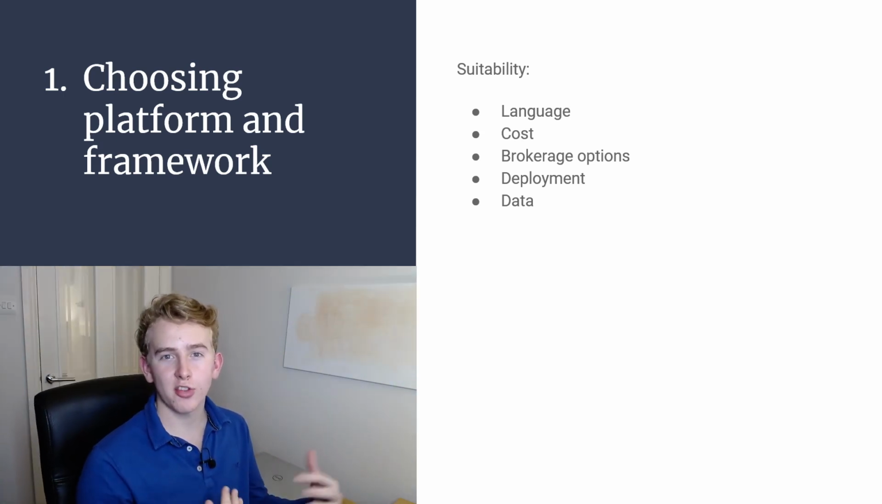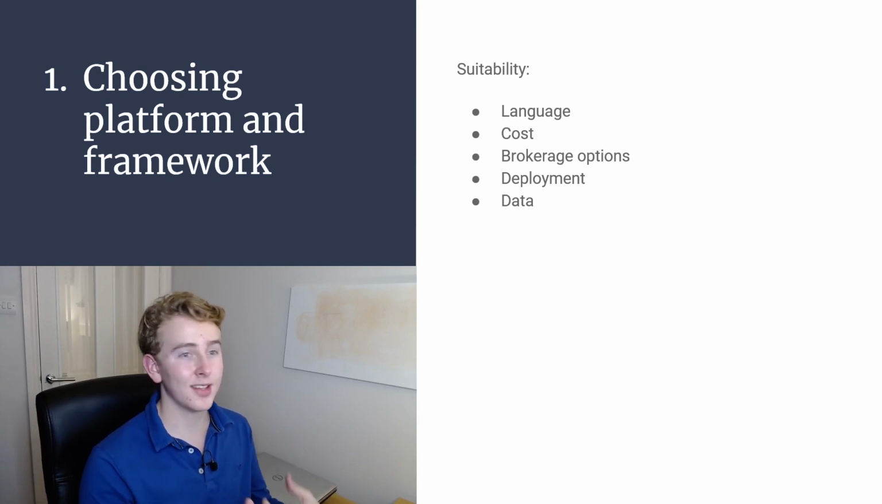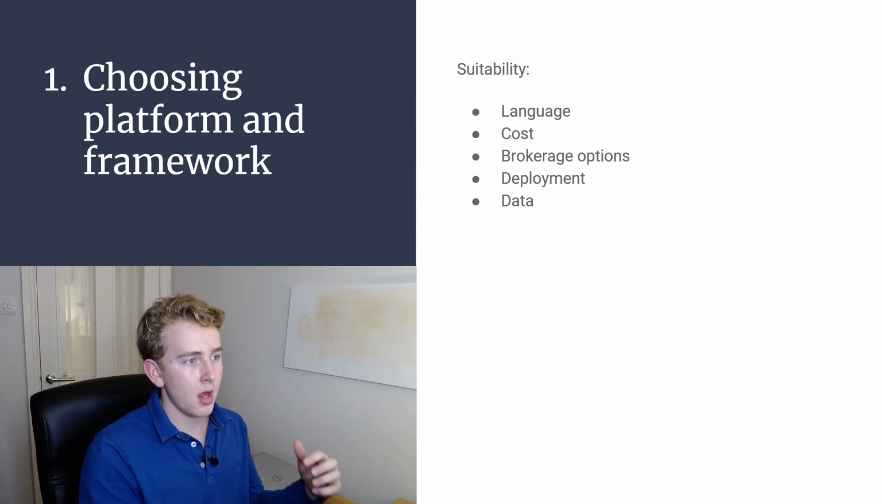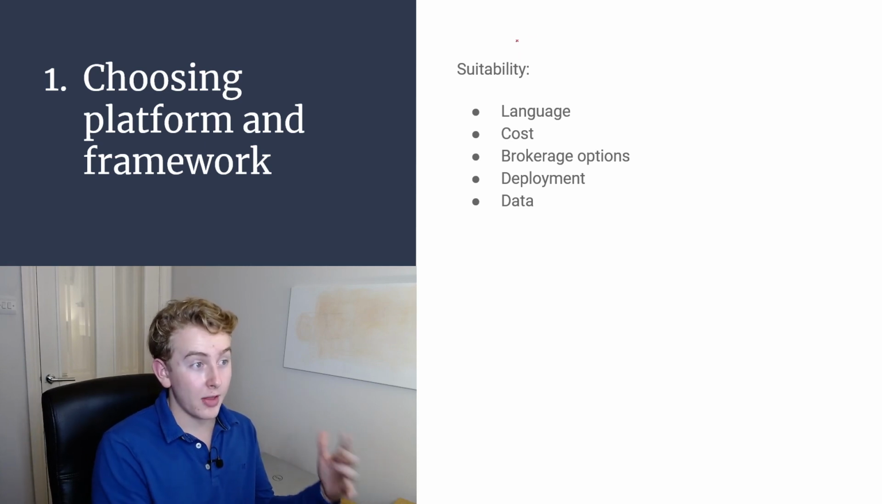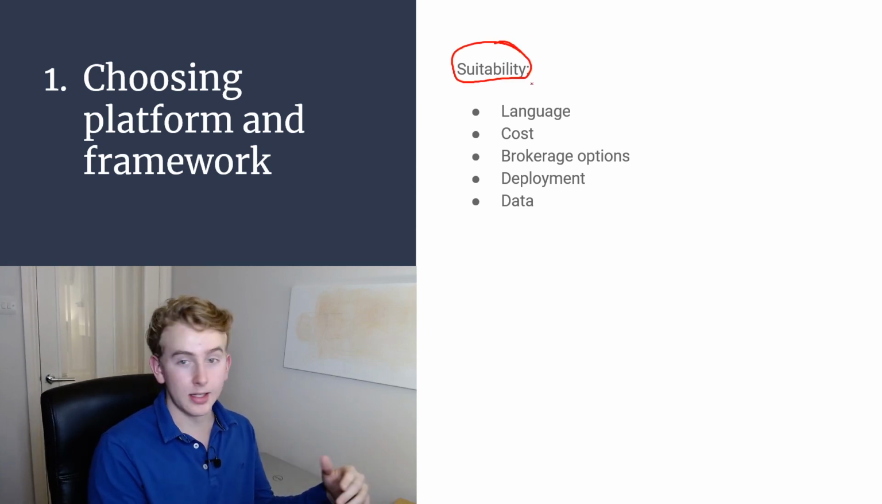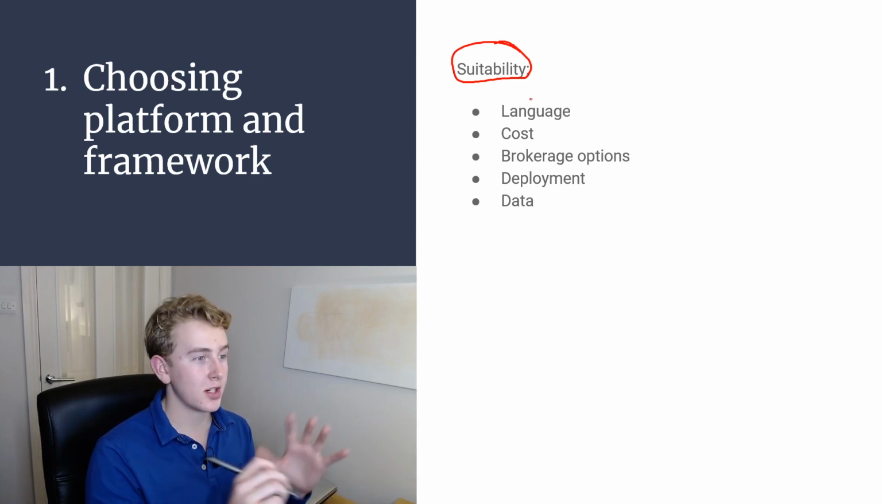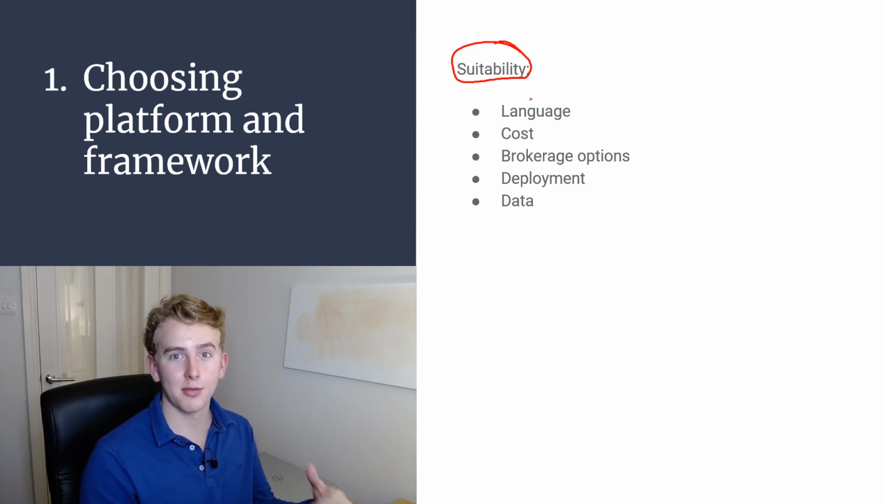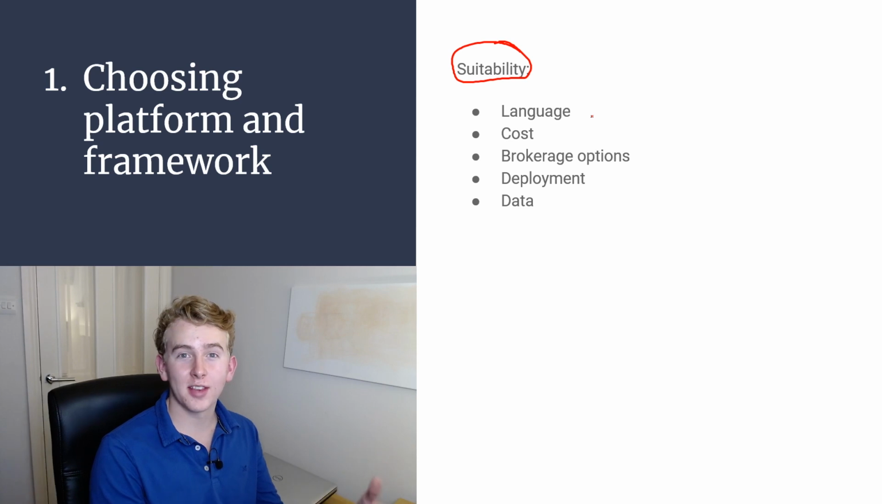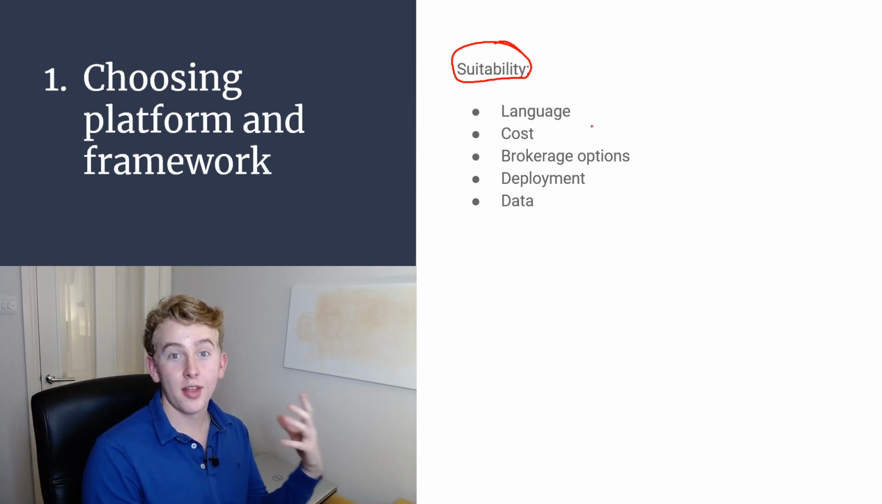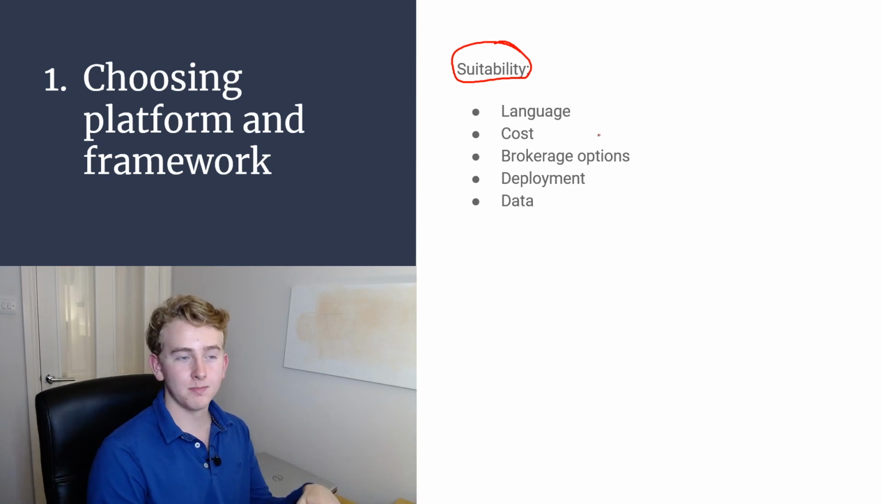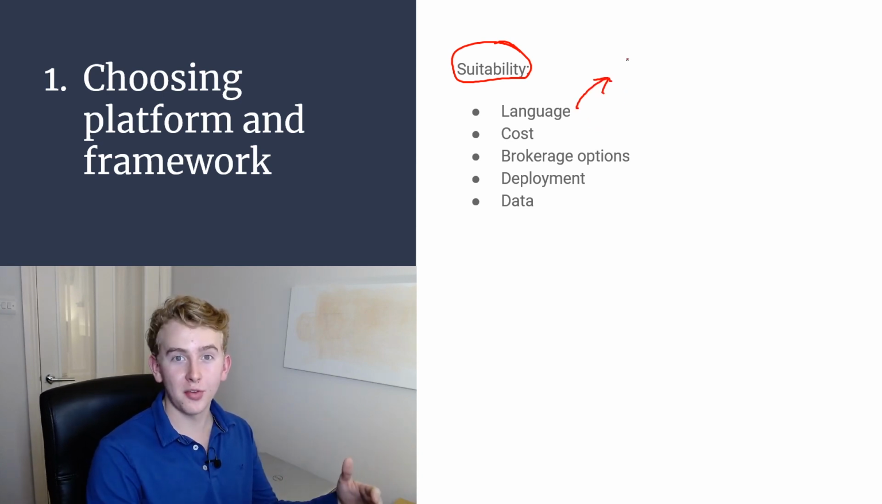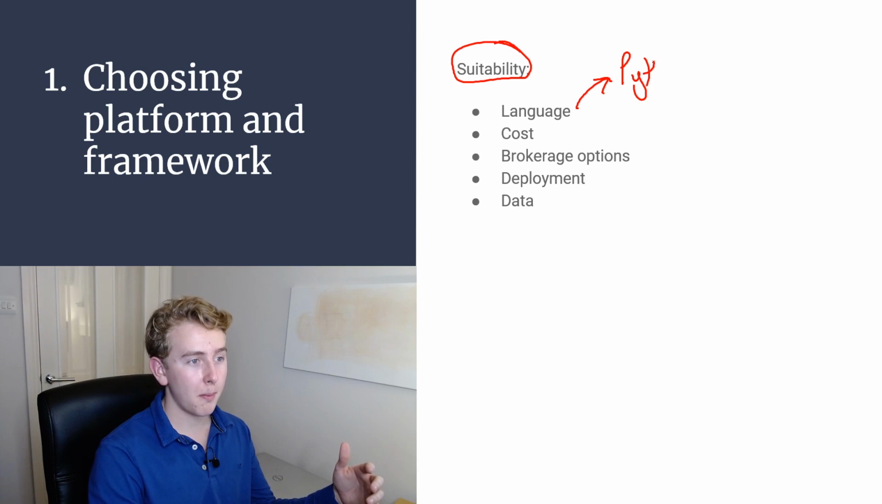We're going to be comparing different frameworks and platforms available to us, but here I'm just going to discuss how to actually choose one. So the first thing that we're going to be looking at, and the main thing, is suitability. So this pretty much encompasses all about choosing a platform and framework. And so the first thing that we're going to be looking at is your language. So this is your programming language that you want to be developing the algorithm in. And so the language that we're going to be using in this series is, of course, Python.